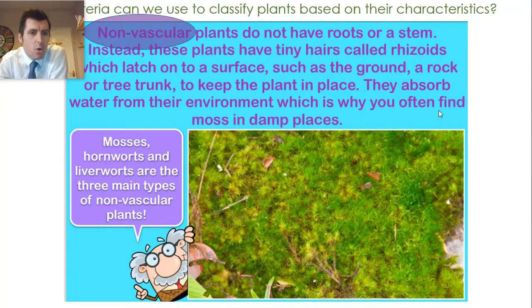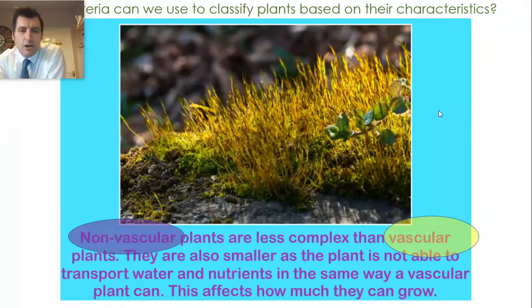So mosses, hornworts, and liverworts are all examples of non-vascular plants. Well done, guys. And these non-vascular plants are less complex than vascular plants. They're not as complicated if you look at them, break them down. They're also smaller as the plant is not able to transport water.